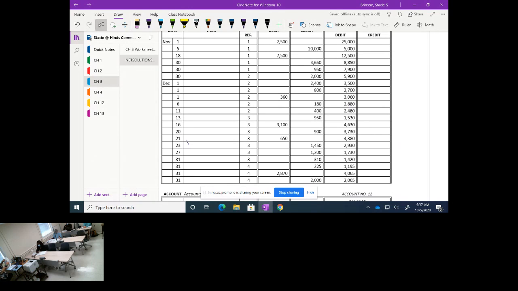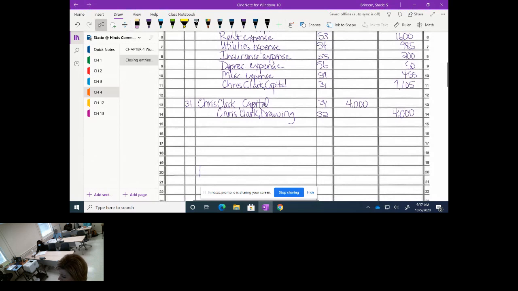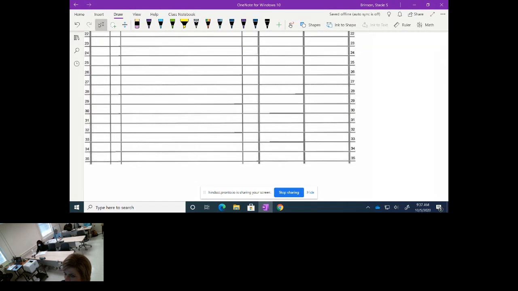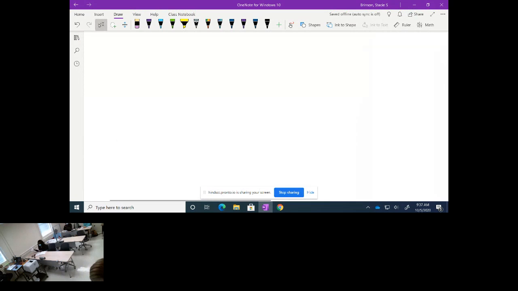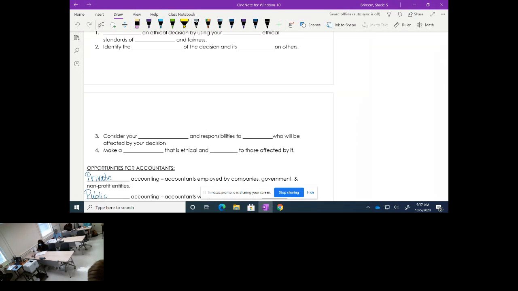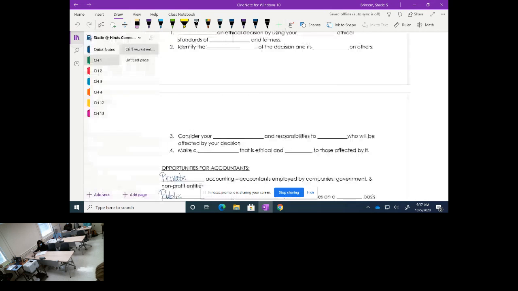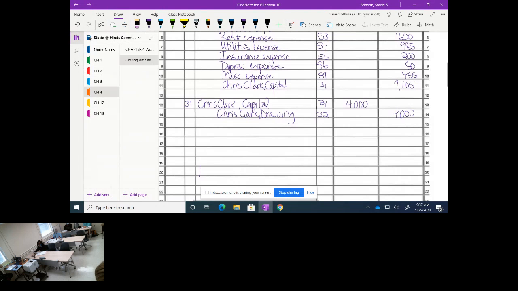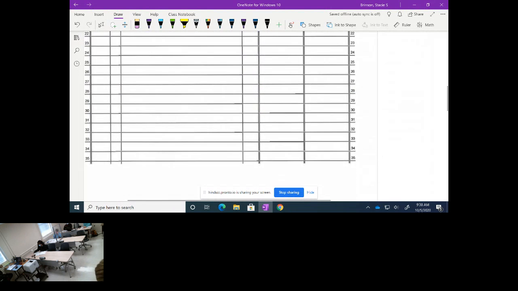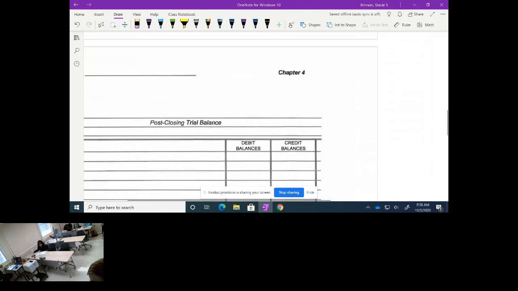Okay, so y'all, I'm not gonna keep flipping back and forth because you've got your ledger, you've got your balances in it. That's what we're gonna use to prepare this post-closing trial balance. Where the heck did it go? Chapter 1. No. This thing has a mind of its own.